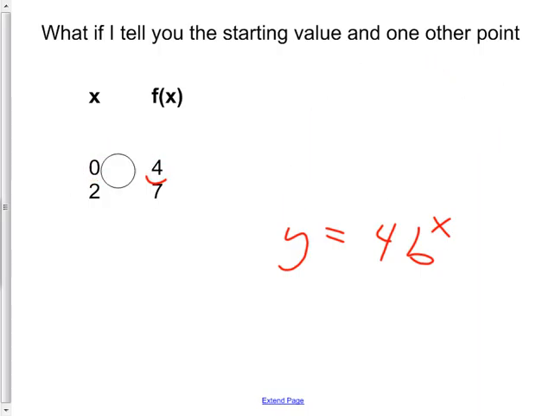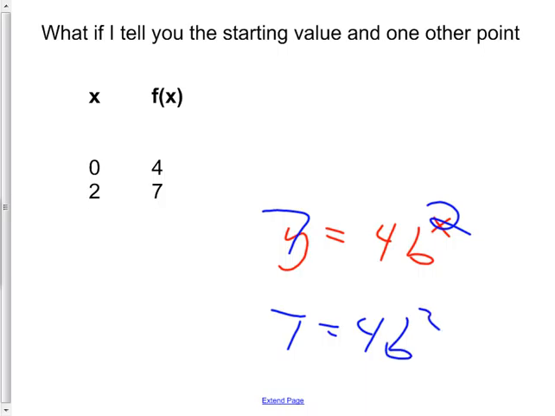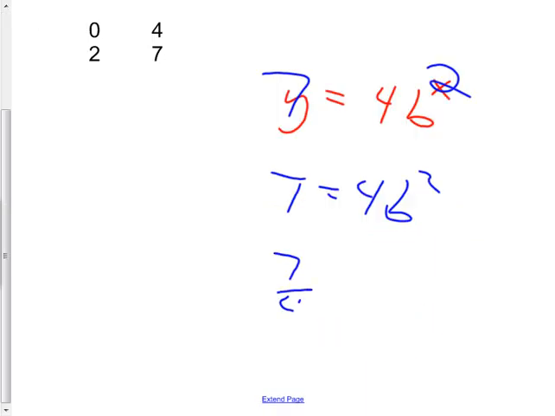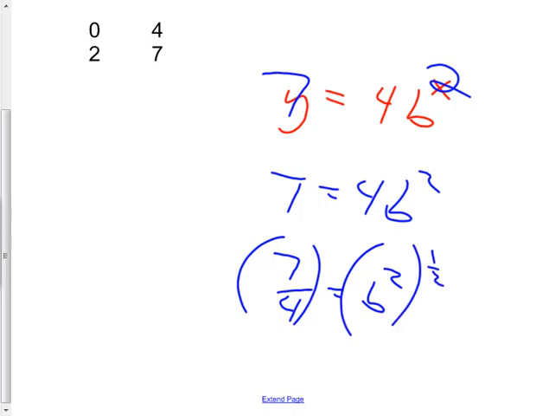Now I'm going to put in the other point, 2, 7. So 2 goes here, 7 goes here, 7 equals 4b squared, divide by 4, so it's 7/4 equals b squared. Got to take the square root of both sides. 1/2 power is the same thing. And hopefully you find yourself doing that. Raise your hand if you did. Okay, good. Then you were doing it right.